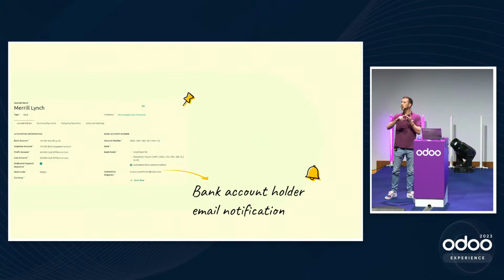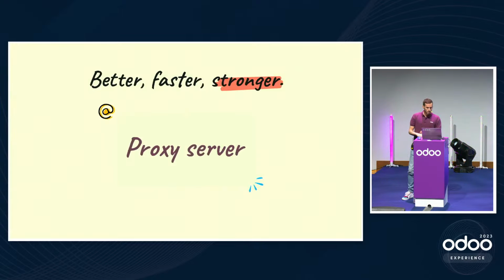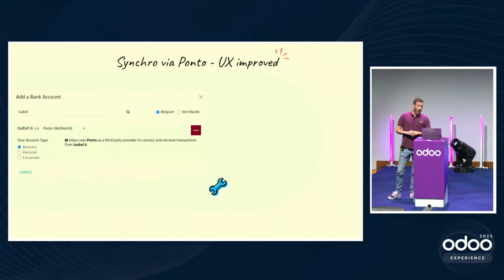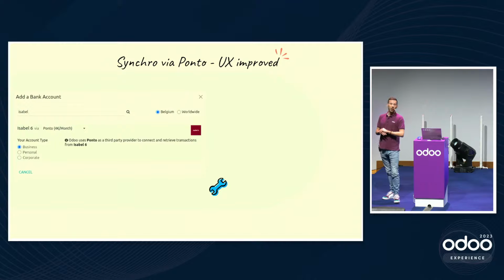So I'm sure all the accounting firms, if there are some listening to me, you will be really happy about this one as well. Regarding the proxy server of the bank synchronization, it was upgraded and completely cleaned. That means that it has now much better performance. And also for the users using Ponto, just know that we improved the user experience at 2 levels.